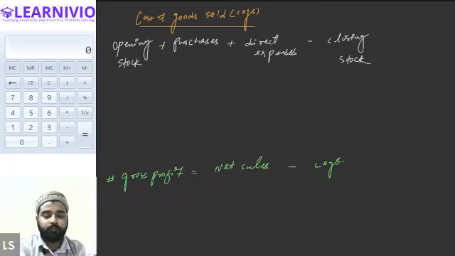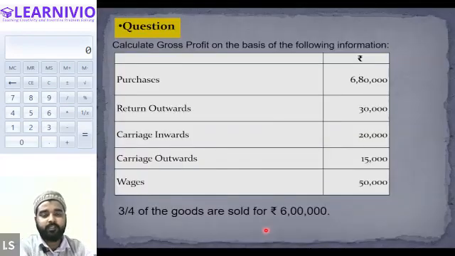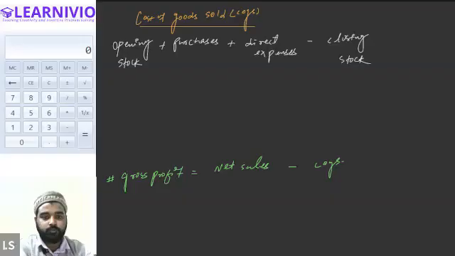In order to find out the value of the cost of goods sold, we will take first of all the opening stock. But in this question, opening stock is not given, right? You can see here that there is no information regarding the opening stock. Yes, sir. So opening stock will be considered zero. Now we will have to add the value of the purchases.